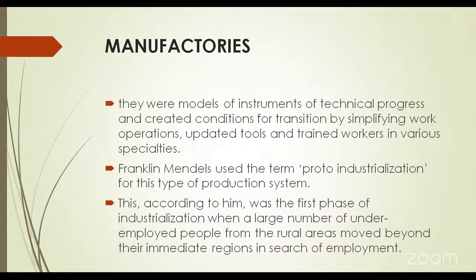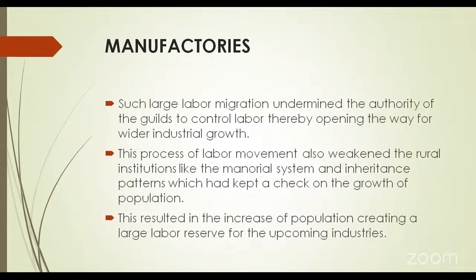Earlier, people used to move because possibly the resources were less. So, for example, why the earliest human beings moved out of Africa where they evolved, possibly there was a lack of resources, possibly some human beings wanted to see what is there beyond where they stayed. There could have been multiple reasons. Now, this was the first time when people were moving for employment, for earning a wage. Labor migrations undermined the authority of the guilds to control labor, thereby opening the way for violent industrial growth.